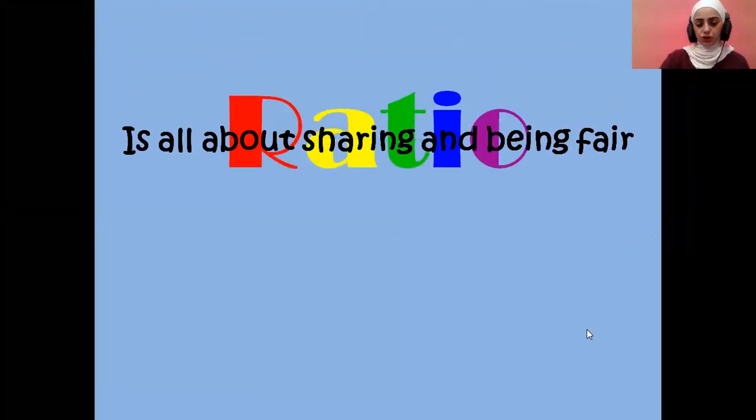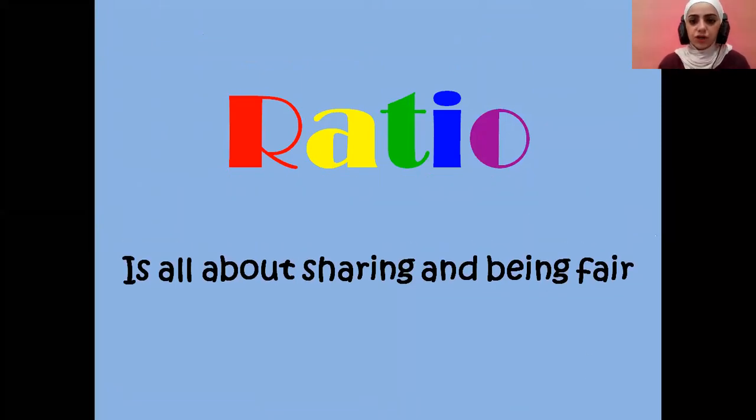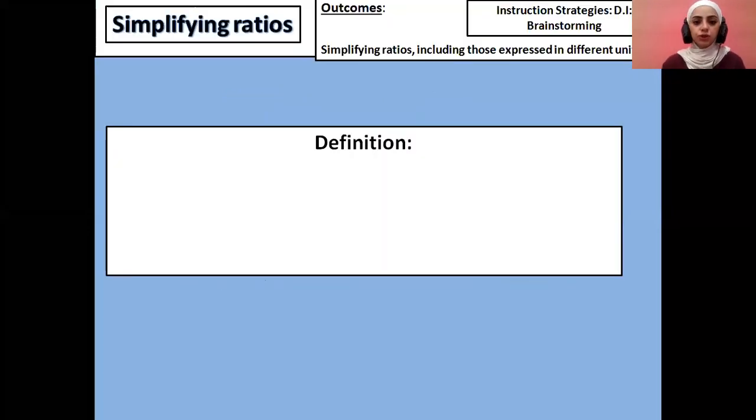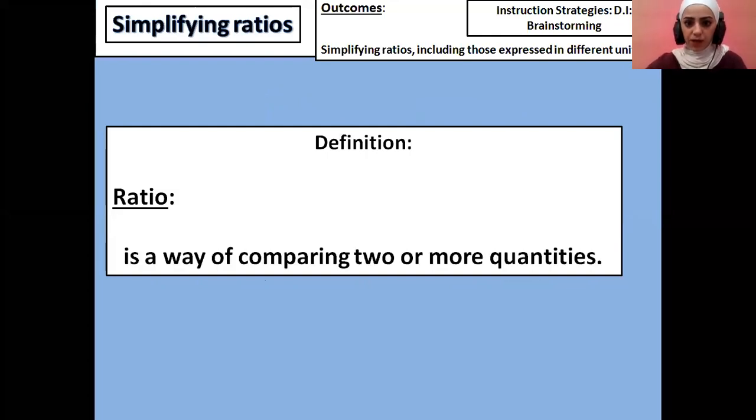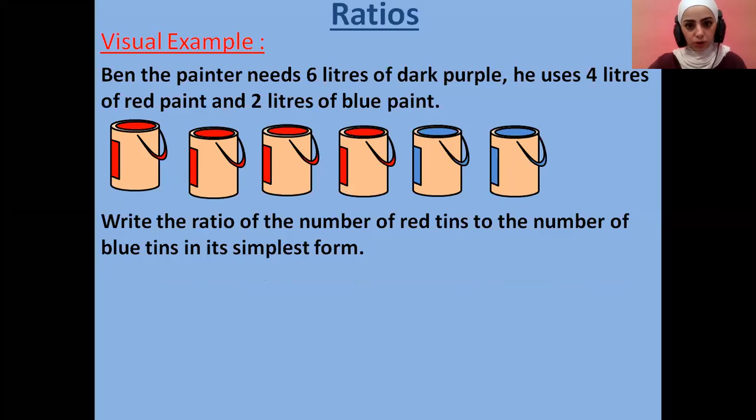These are very, very important units that you should know. So in ratios, we already know that ratio is actually like sharing. It's all about sharing and being fair. When we talk about ratio, we have to be fair in sharing quantities, money, and food, according to the age, according to the effort that the person is doing. So what do we mean by ratio? It's a way of comparing two or more than two.